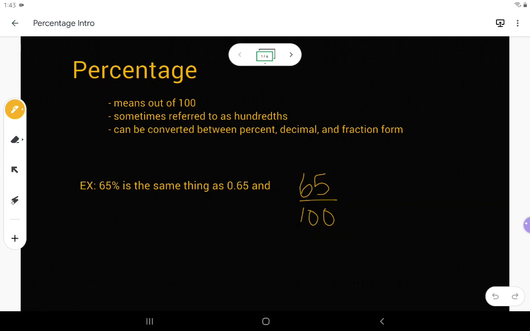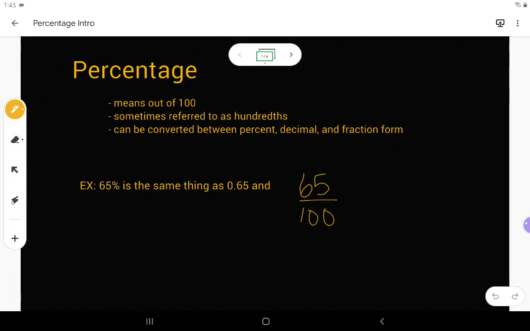Sometimes we will refer to percentage as hundredths, because when we look at converting between percent and decimal, a percent converted into a decimal is usually written to the hundredths position. And we can convert our percentages between percents, decimals, and fraction form. For example, that 65% is the same thing as 0.65 or 65 hundredths. And as well, we could write it as 65 out of 100 in a fraction.